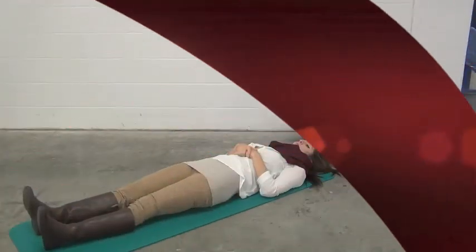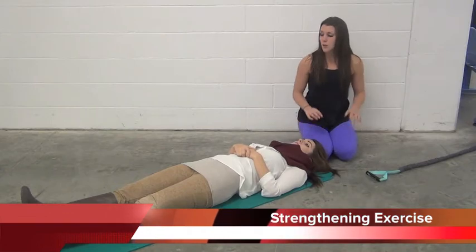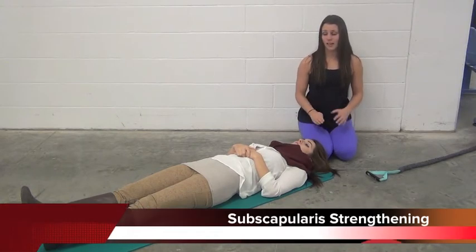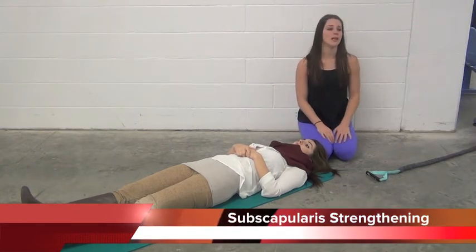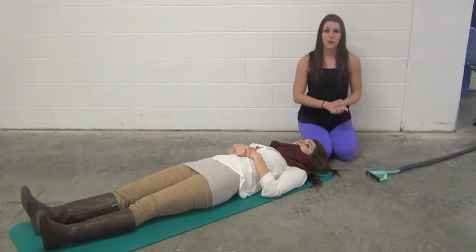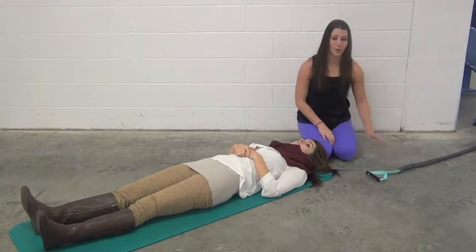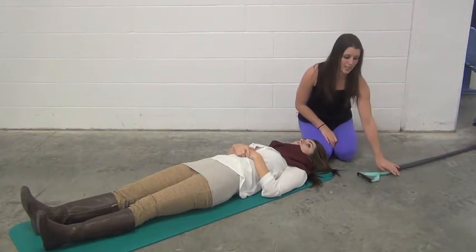For the strengthening exercise, what we're going to show you is an internal rotation for the subscapularis muscle. So what you're going to do is you're going to have your patient lie down on her back in a comfortable position. And what you're going to do for this exercise is one resistance band. But you're going to want the resistance band to be anchored at a pretty good distance from the patient in order to have a little bit of resistance in the band.